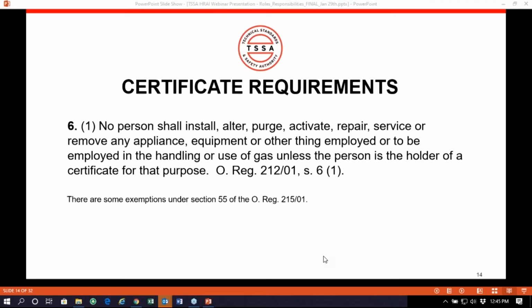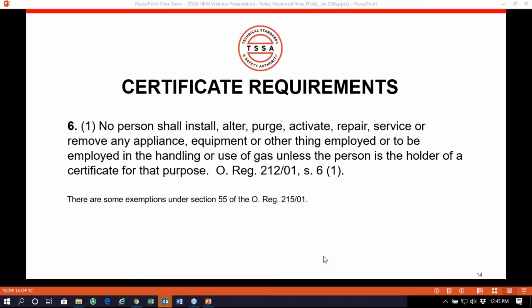And so, for example, installing or servicing in a detached dwelling that is owned and occupied by a person. So as king of your own castle, you could install a gas piece of equipment, but you must have it initially turned on by a certificate holder. Installing and servicing portable equipment for your own use that does not serve the public would be an exemption as well. Also, duct cleaners are exempt as long as they're not touching anything else.